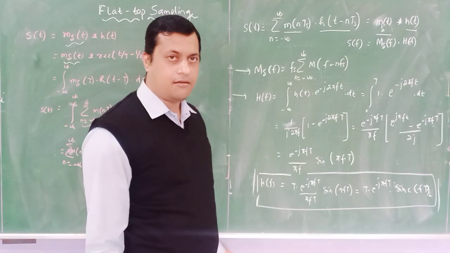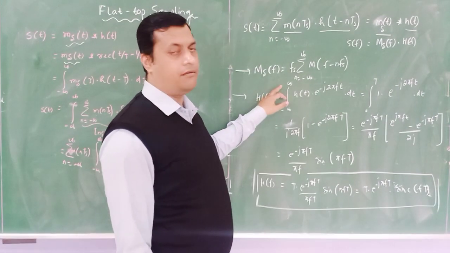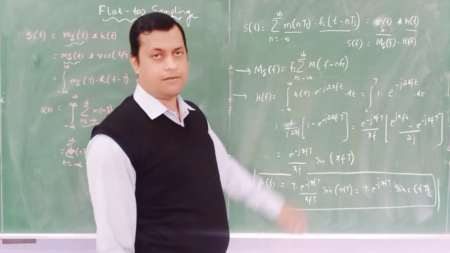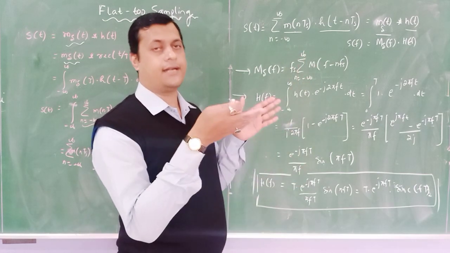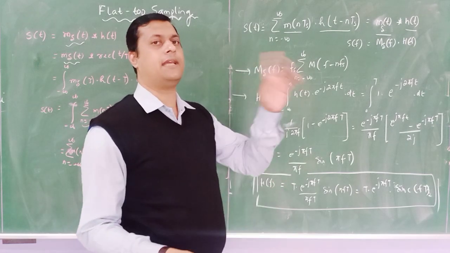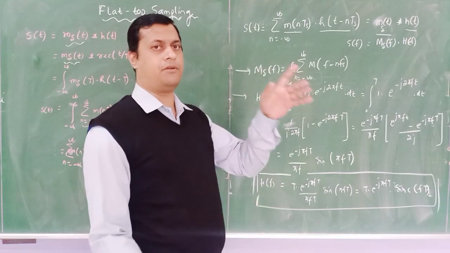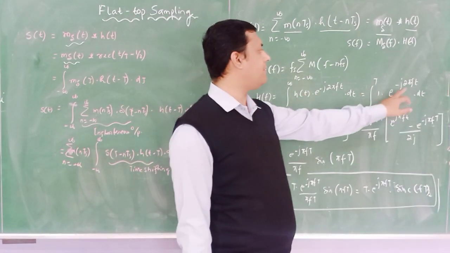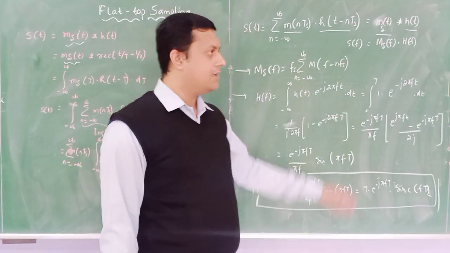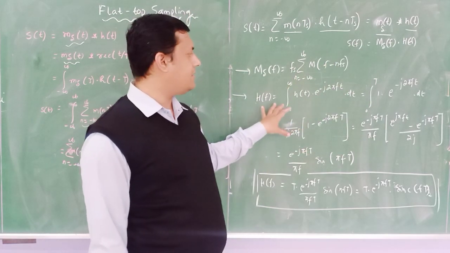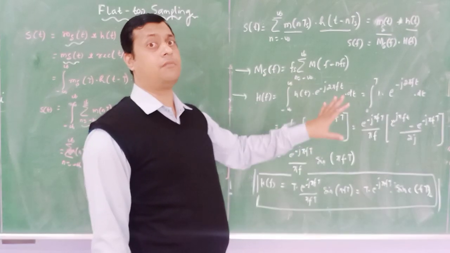Second, H of f. How do we determine H of f? It is the integral from minus infinity to infinity of h of t into e to the power minus j omega t dt, that is our relation. But here the rectangular function lies from 0 to T with amplitude 1. So the integral from 0 to T of e to the power minus j 2 pi f t. It is a simple integration. Solve it, and you need to represent the whole expression in terms of sinc.